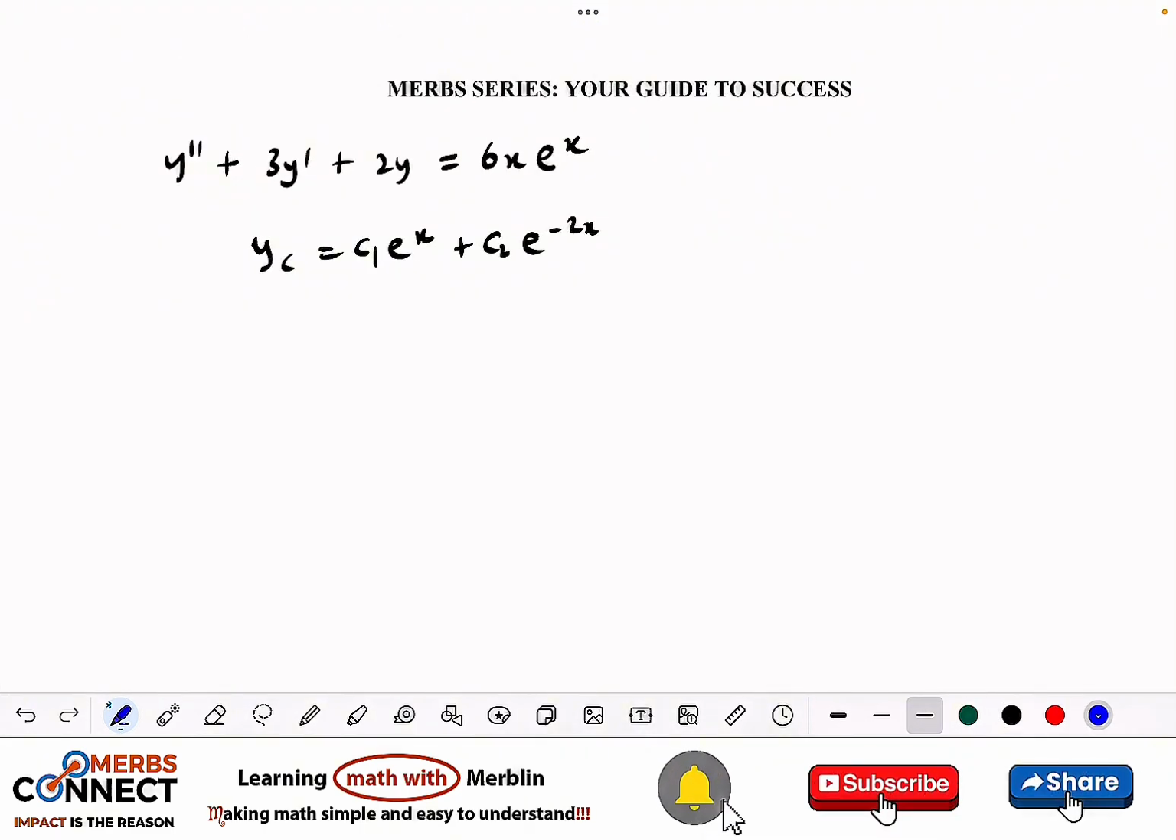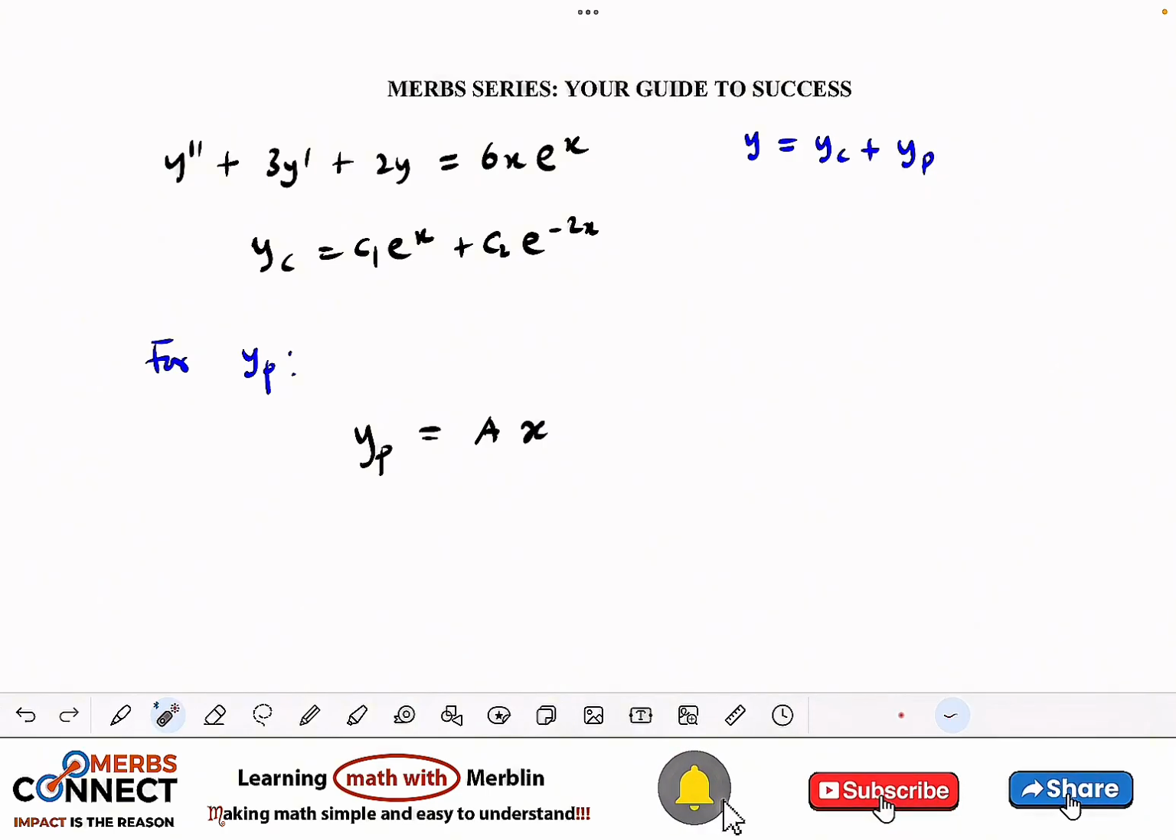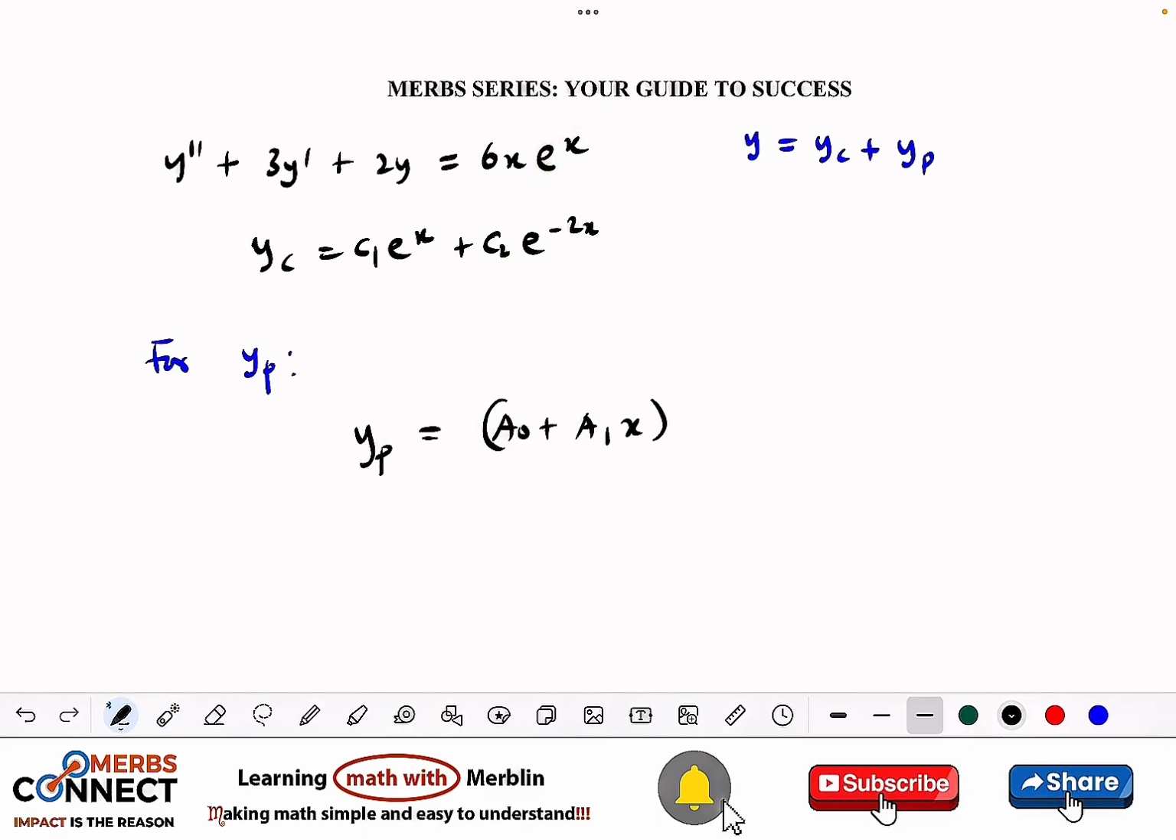Now that we have the complementary solution, and we know that the general solution is the complementary solution in addition to the particular solution, we need to consider the particular solution. We know that this is a polynomial and exponential function. So we are going to consider a trial solution with a constant, and we also need to consider the polynomial function, which here is of power 1. So we are going to have a polynomial function a0 plus a1 x times the exponential function here.